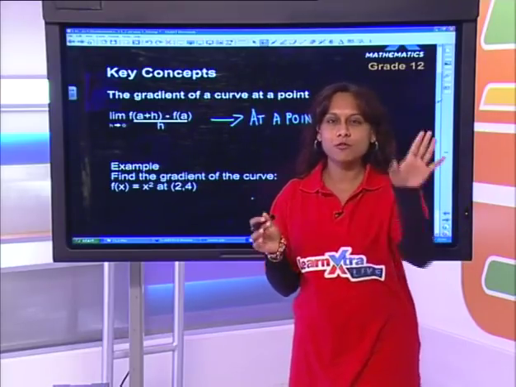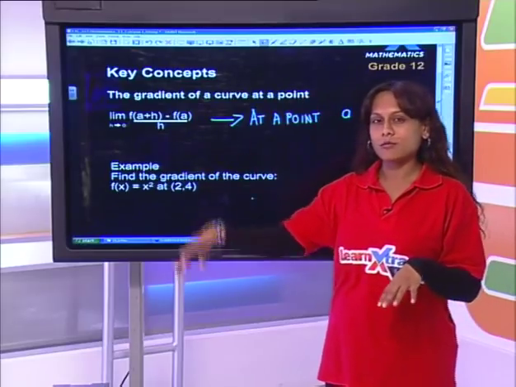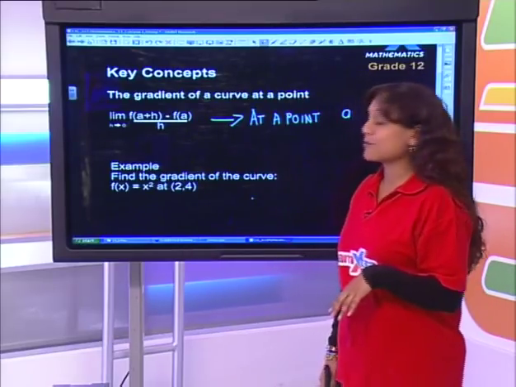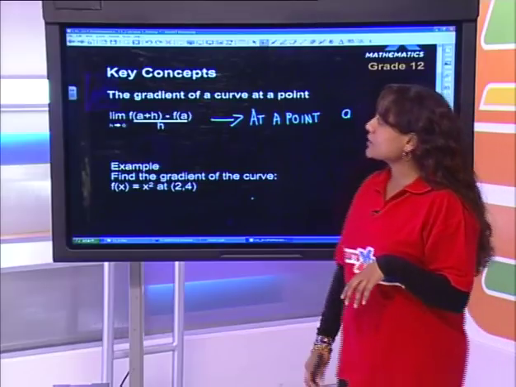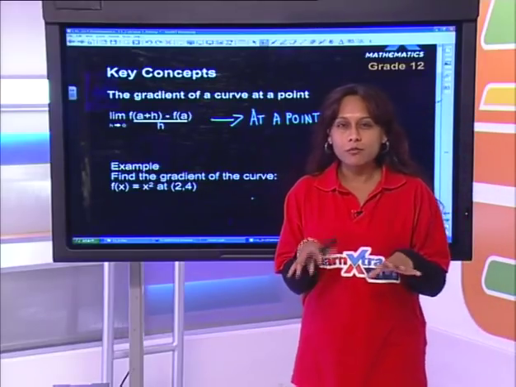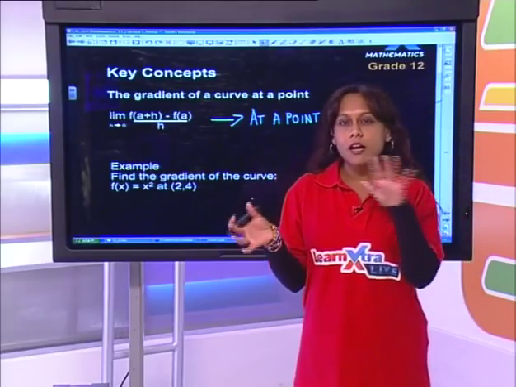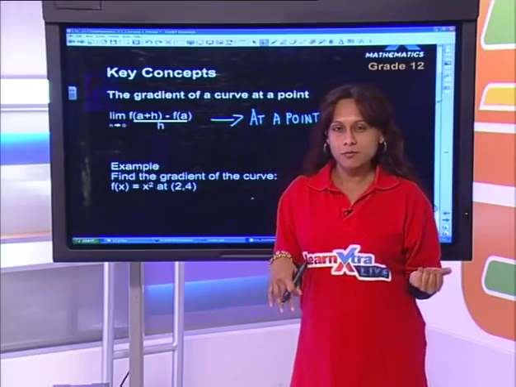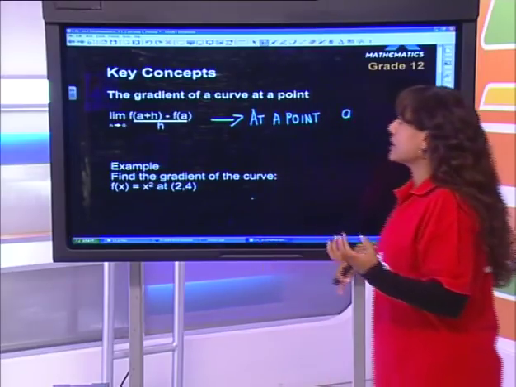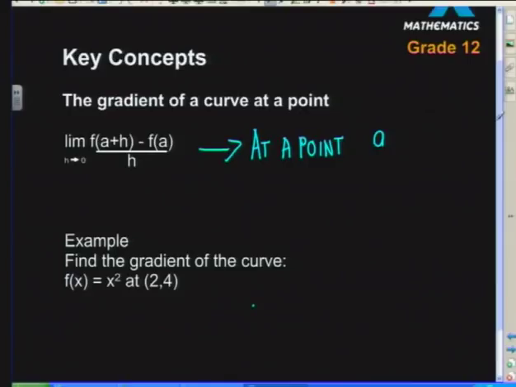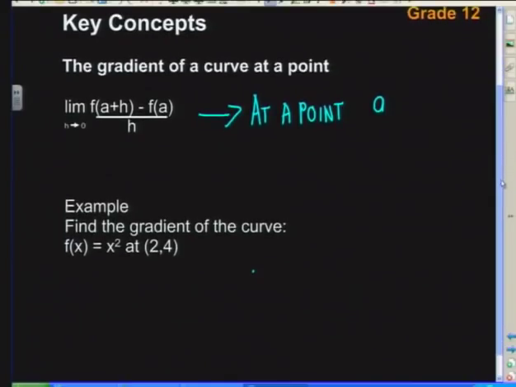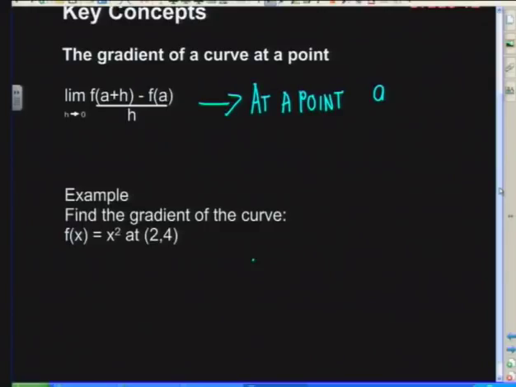Okay, but I know some of you are already flying ahead with first principles and that kind of thing, which we will get to. So what we're going to look at now is the gradient of a curve at a point, and we're also going to look at finding the gradient from first principles. So just to go over the gradient of a curve at a point. Now some of you guys would have done this in grade 11 last year.